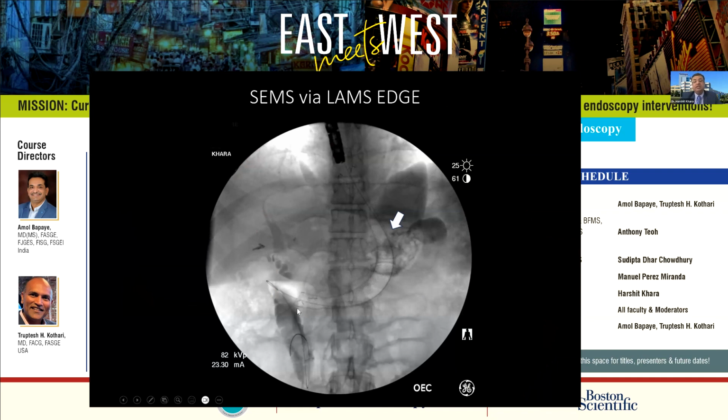So this is an edge that we saw after the ERCP was completed. As you can see with the cholangiogram, on the way out, the stent had slipped out of the proximal stomach, and you can salvage that by placing a fully covered esophageal stent across it.